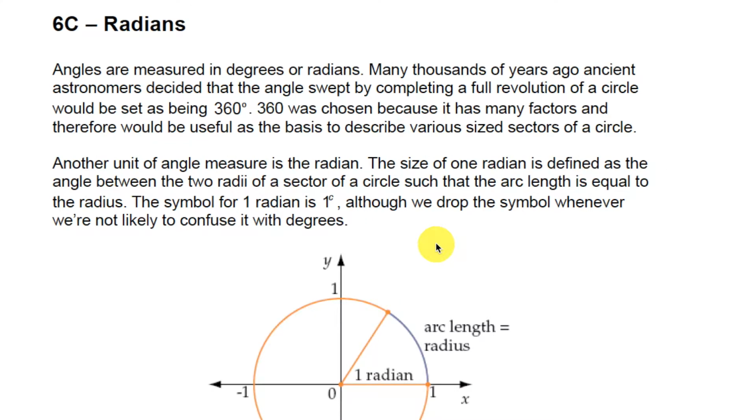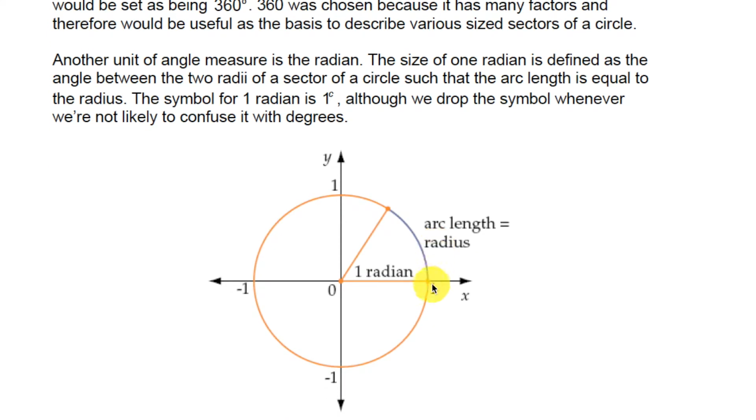Ex6C, which is all about radians. When we measure angles, we're used to measuring angles in degrees, but there's another unit of measurement, and that is radians. Basically speaking, we define a radian as being the angle swept out such that the arc length is equal to the radius. So in our unit circle, if you can imagine that we start from this position here, we sweep out an angle so that the arc length is equal to 1, that is, that it's equal to the radius.